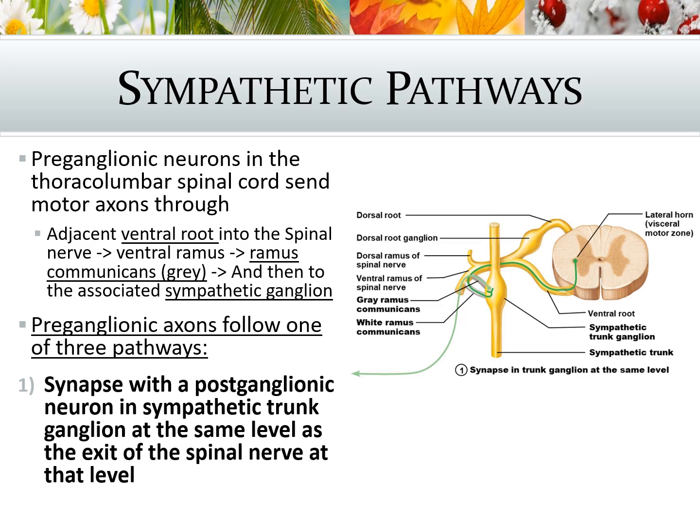Now the first one is that it can synapse with its postganglionic neuron in that sympathetic trunk ganglion at the same level where it exited. So that's this example, right? The spinal nerve comes out of the vertebral column at that level, and that's going to synapse right there at the nearest sympathetic trunk ganglion. Okay, so that is one pathway it can take, or we can take a couple other pathways.